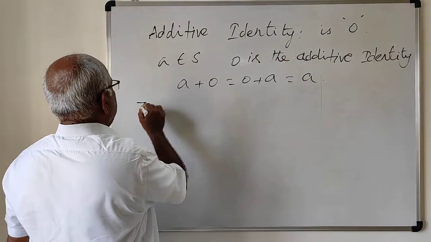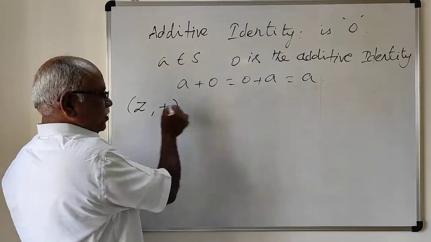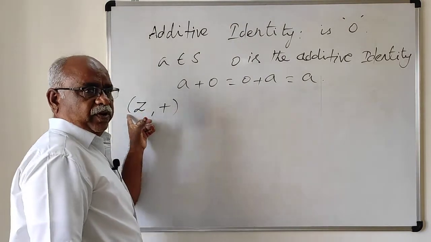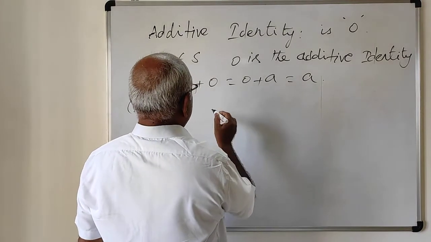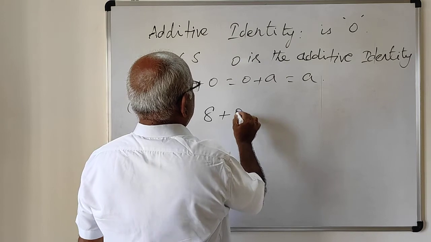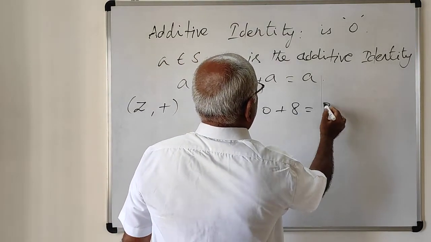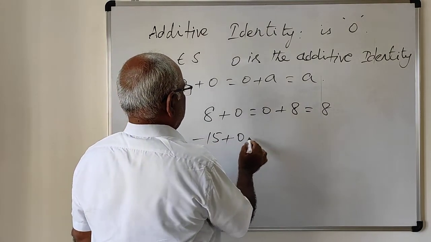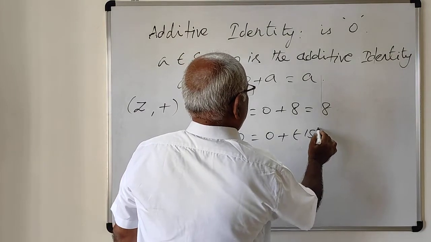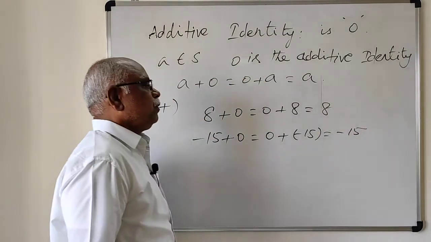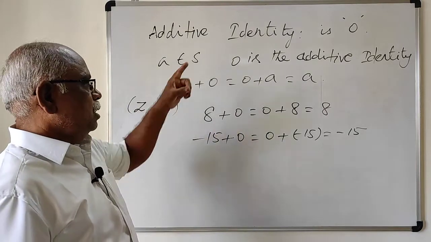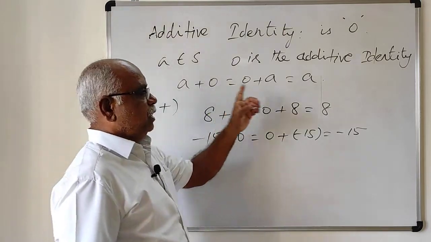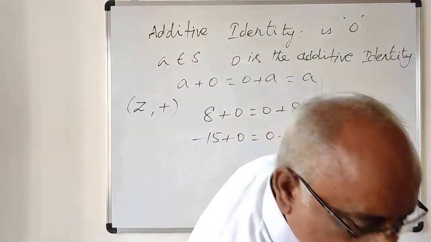For example, Z plus is an algebraic structure. In this structure, the addition operation operates upon the elements of the set of integers. For example, 8 plus 0 equals 0 plus 8 equals 8 itself. With a negative number also, minus 15 plus 0 equals 0 plus minus 15 equals minus 15. So the additive identity is 0, and it operates upon any element in a given set and gives the element itself. This is the nature of additive identity.